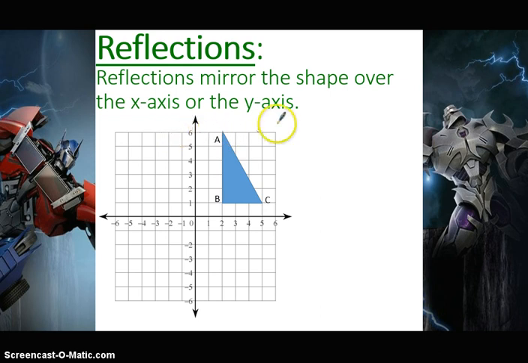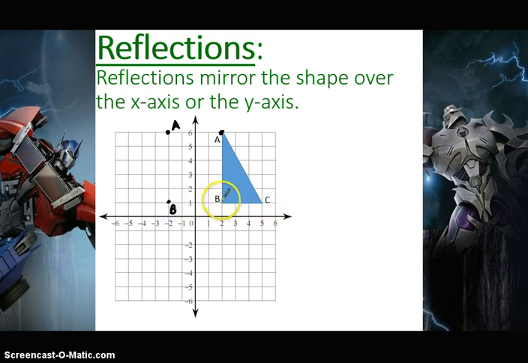So, for instance, if you look at point A, it is 2 away from the y-axis, 1, 2. So we'll go 2 on the other side of the y-axis, 1, 2. And this will be point A. B is 2 away from the y-axis, 1, 2. So we'll go 2 on the other side, 1, 2. So this is B.